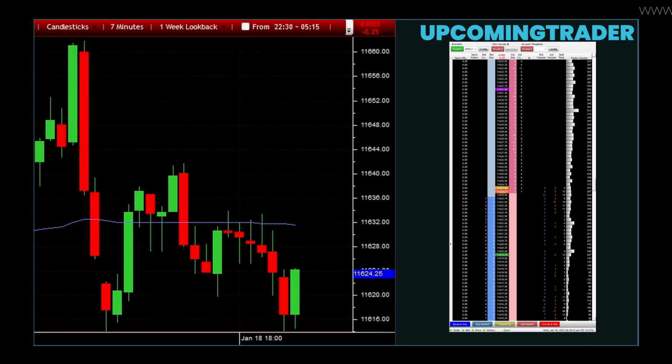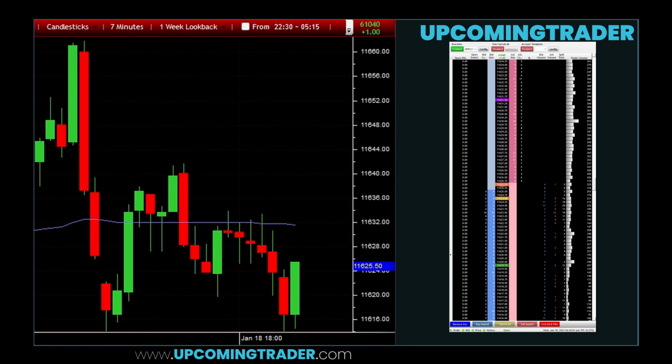Let us jump right in. Imagine being able to pinpoint exactly where the market's biggest moves are happening. Imagine having a tool that lets you zoom in on the most crucial moments and spot key price levels with precision. To start off, let us go over the basics.